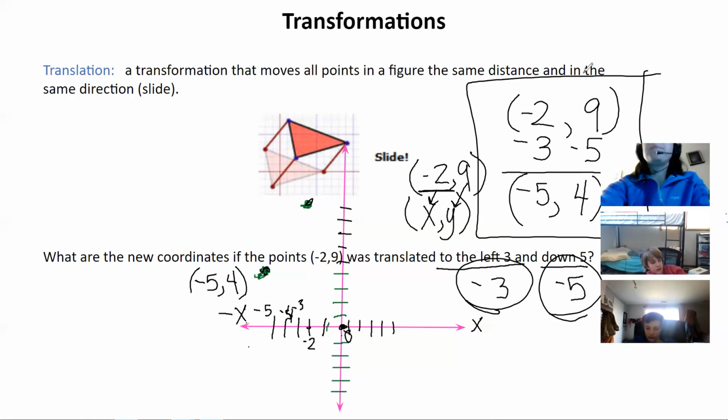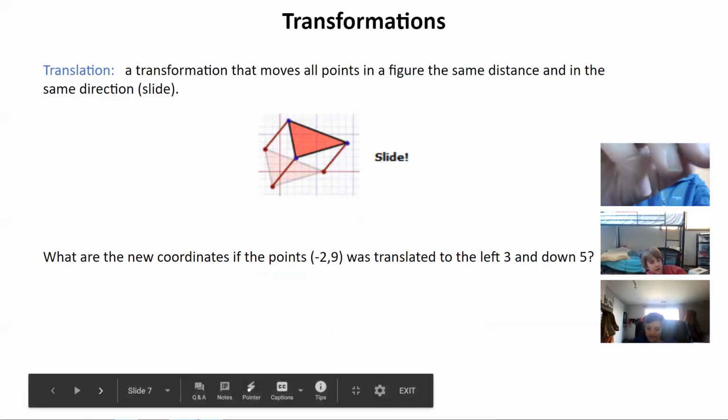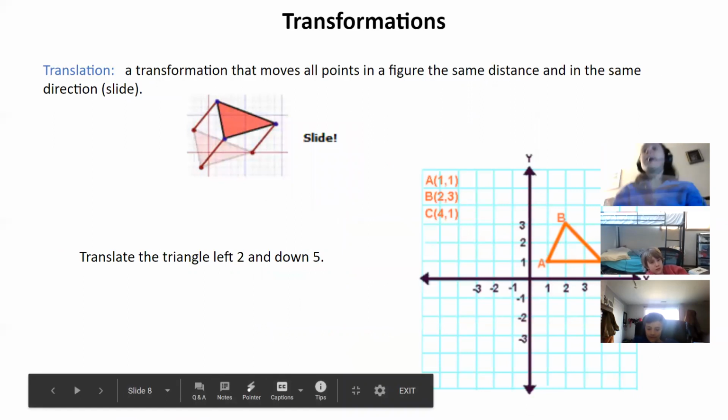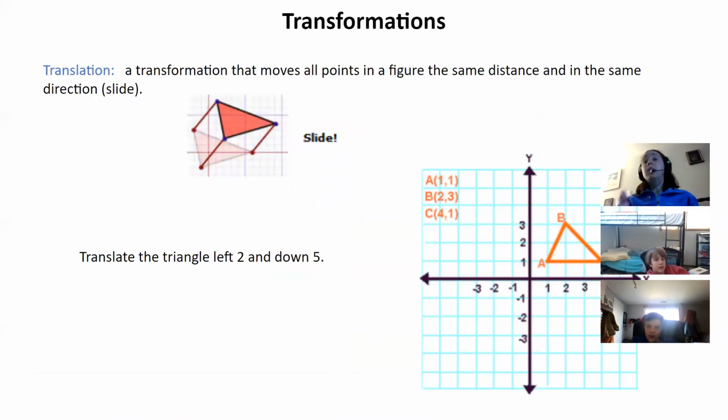Let's try that again. Okay, we want to move this whole triangle left 2, down 5. How do I do that? How do you move a whole figure? Oh, just move it. Just like move it over. Get out of here, triangle. No. You gotta, like, whatever you do, you add or subtract to the numbers.